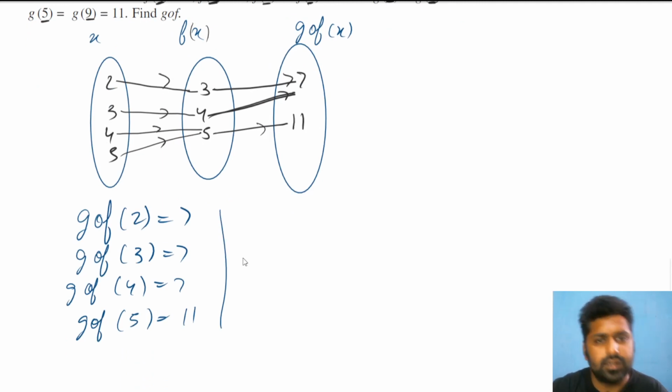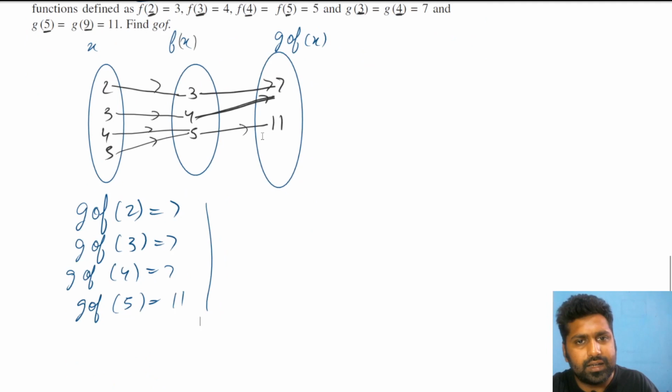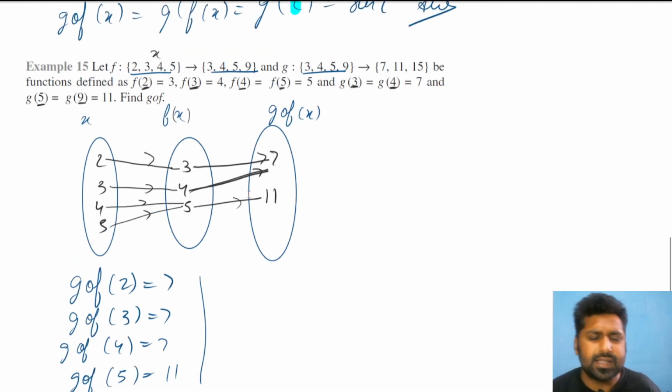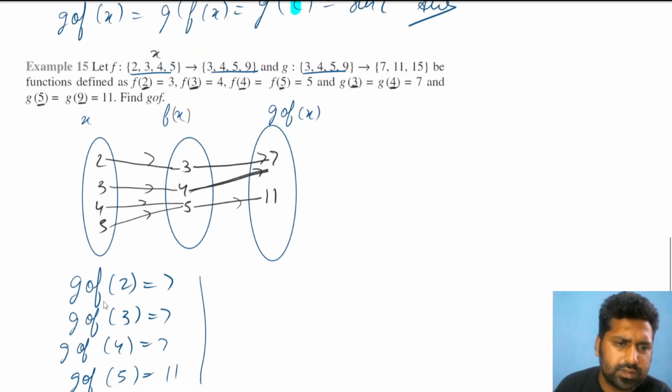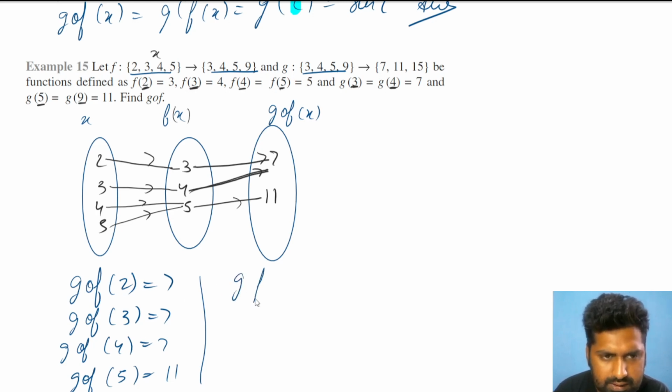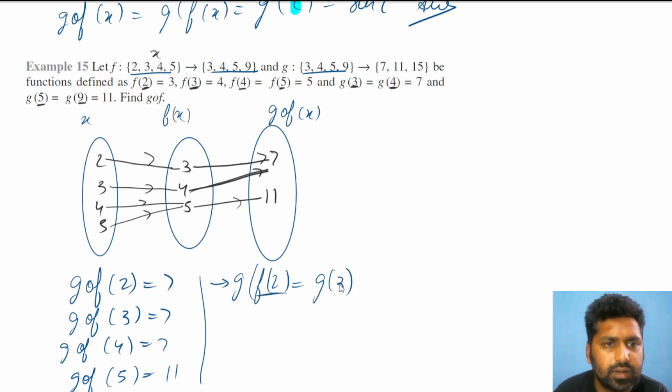Now let's understand it directly. Suppose in the exam you are asked only gof of 2, how do you solve this? You solve it like this: gof of 2 means g of f of 2. What is f of 2? F of 2 is 3, so replace f of 2 with 3. And what is g of 3 as per the question? G of 3 is 7, like this. Similarly, g of f of 3 also.